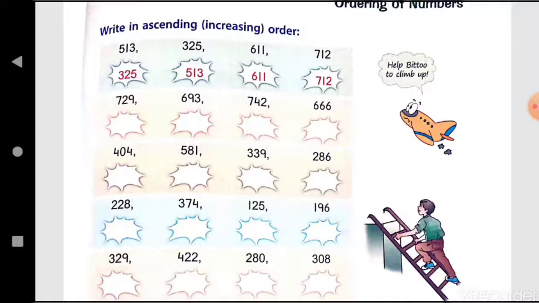The next is 3. So the number would be 339. Next is 4. So the number would be 404. And next is 5. So the number would be 581.